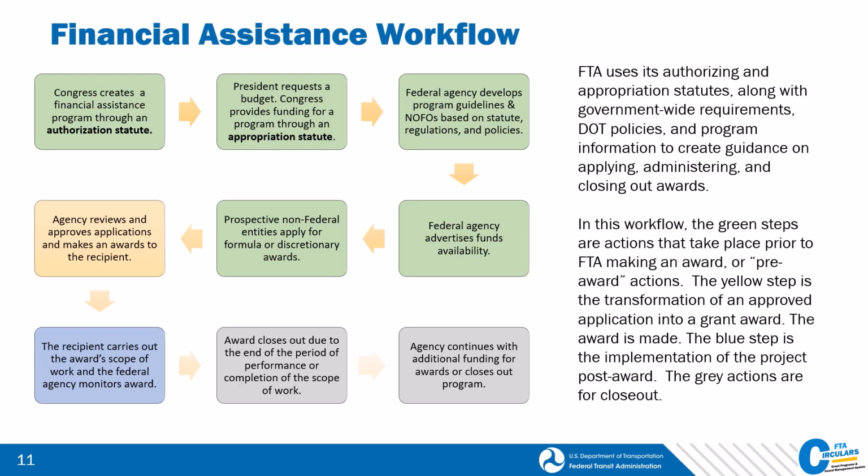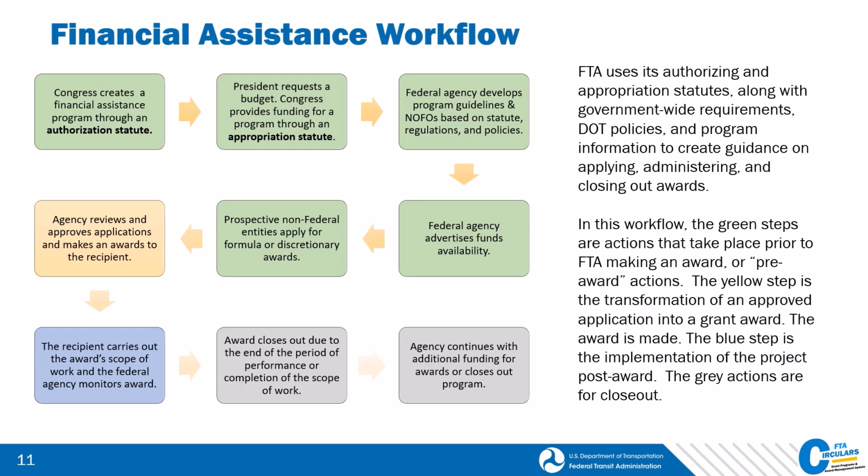Financial assistance programs require both authorizing and appropriation statutes. Typically, Congress grants authority for a federal agency to create a federal financial assistance program through an authorizing piece of legislation that provides the program's framework and constructs and basic outlines. And then Congress later provides funding for these programs through an appropriation statute.